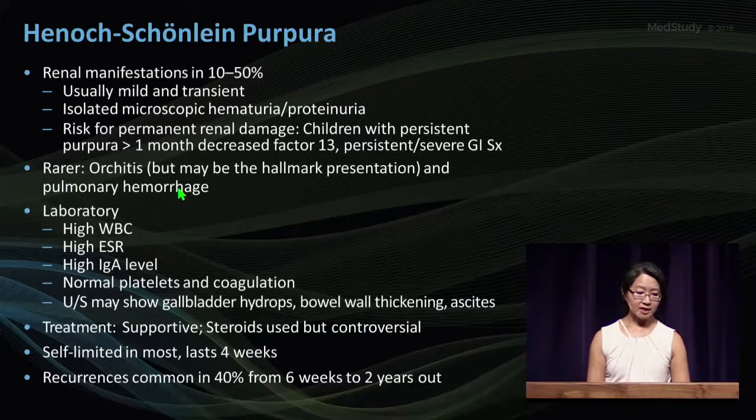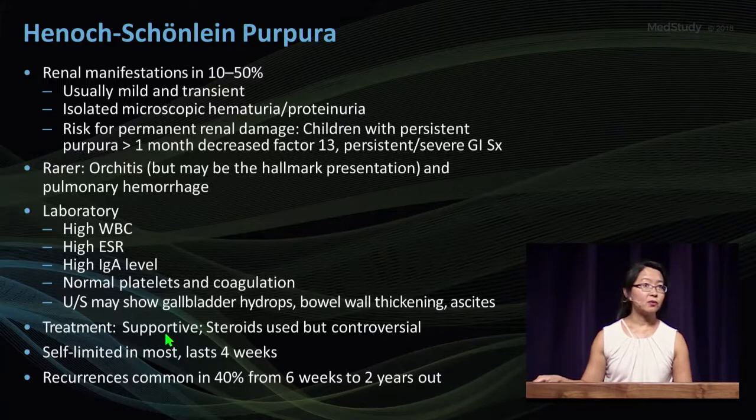More rare is orchitis, but this may be the hallmark presentation of HSP. Patients can also have pulmonary hemorrhage. On laboratory, you'll find a high white count, high sed rate, high IgA level. But patients can have normal platelets and normal coagulation.